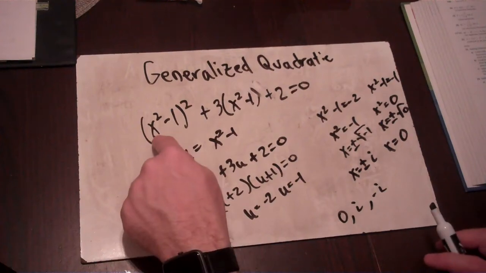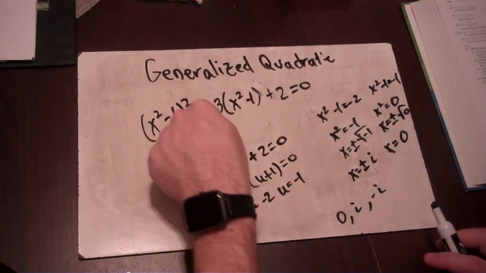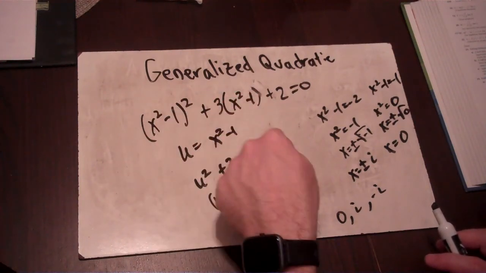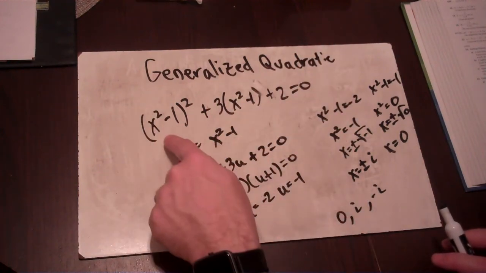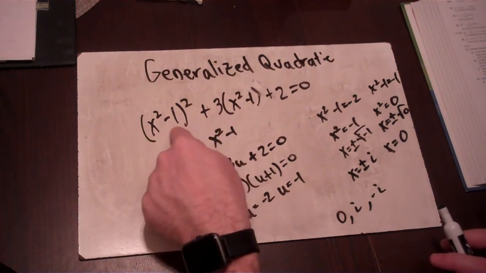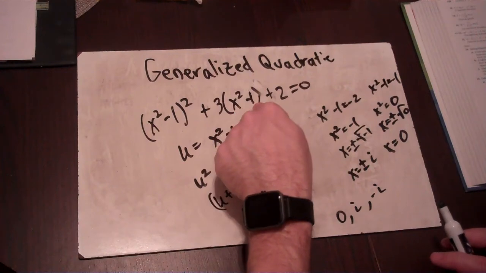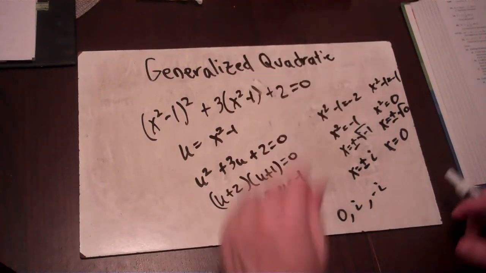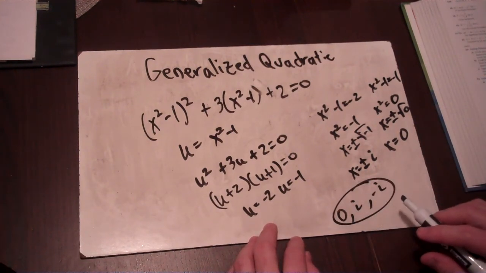Now let's just check it. 0 squared minus 1 is negative 1. Negative 1 squared is 1. So I have 1 minus 3 plus 2 is equal to 0. That works. What if I plug in i? Well, i squared is negative 1. Negative 1 minus 1 is negative 2. Negative 2 squared is 4. Negative 1 minus 1 is negative 2. Negative 2 times 3 is negative 6. 4 minus 6 plus 2 is equal to 0. It actually gives me a solution. So these are the solutions to this equation.